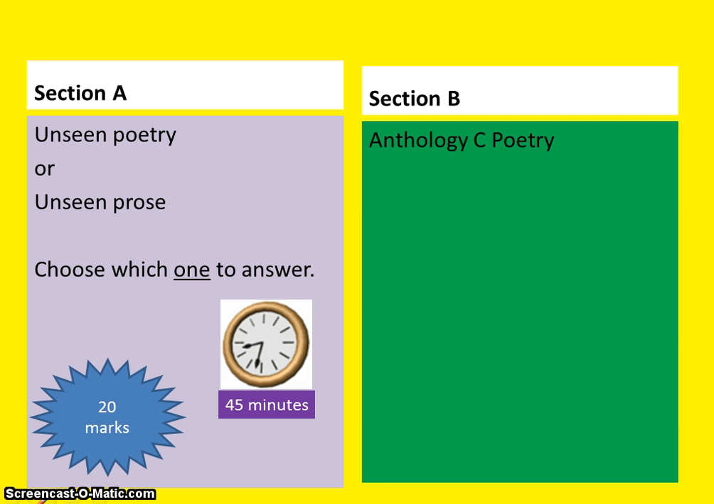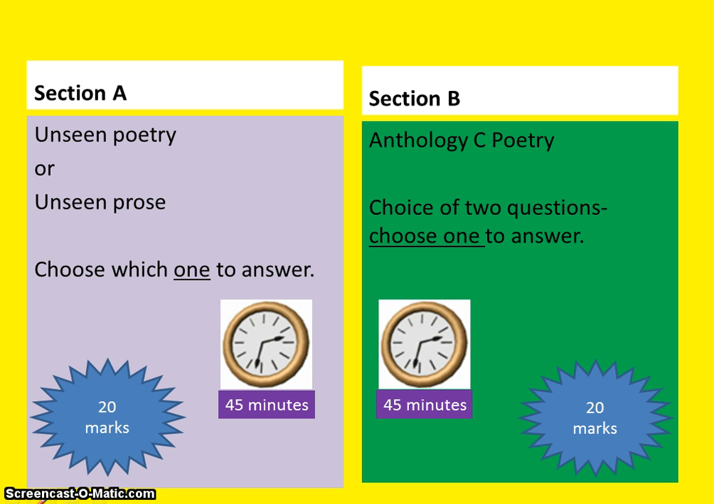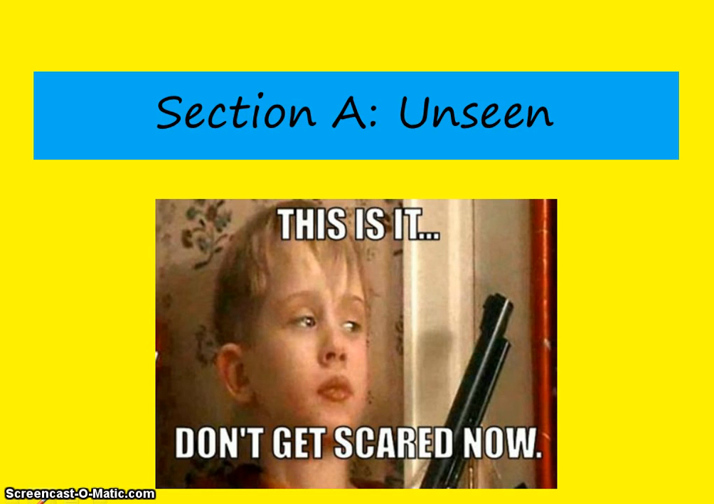Section B is on Anthology C poetry. All 16 of those poems you need to know. They will give you two questions and you choose which one to answer. In that question, you will have to write about 2 poems, which is why you need to know all of the poems in Anthology C. It's also worth 20 marks, and you should also spend 45 minutes on this section.